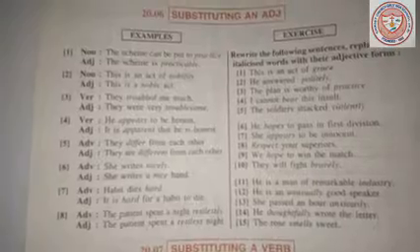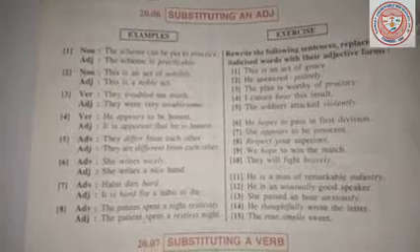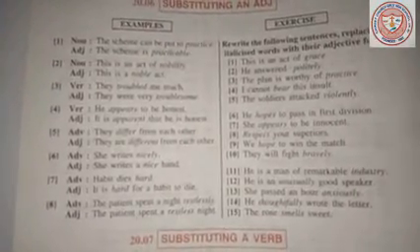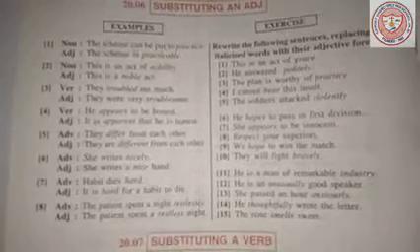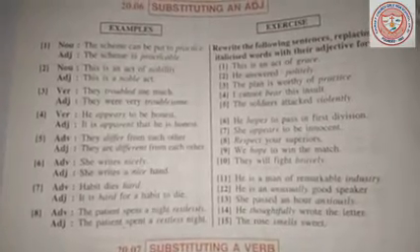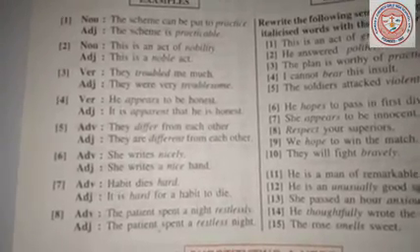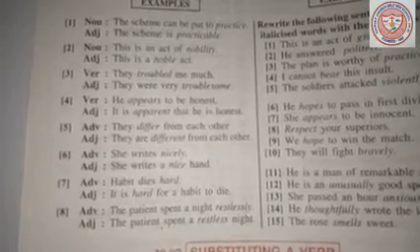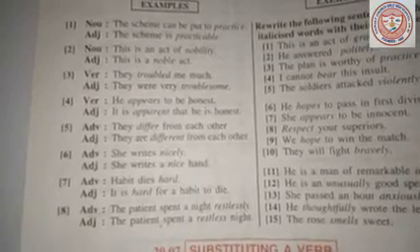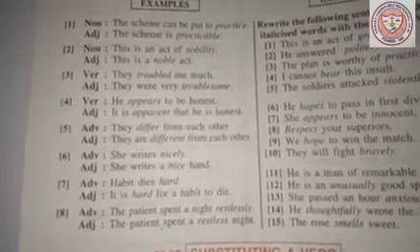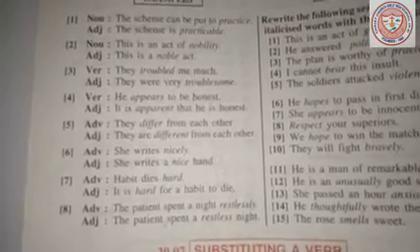Okay. Then we come to substituting an adjective. That means whenever there is any other part of speech, we have to transform it into an adjective. Now let us find out. Number 1. The scheme can be put to practice. Practice is noun. And if we transform this into its adjective form, what is the adjective form of practice? It is practicable. The scheme is practicable.